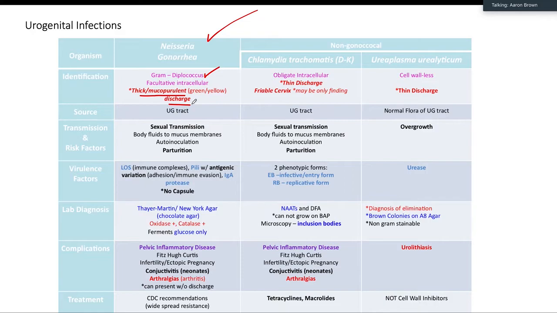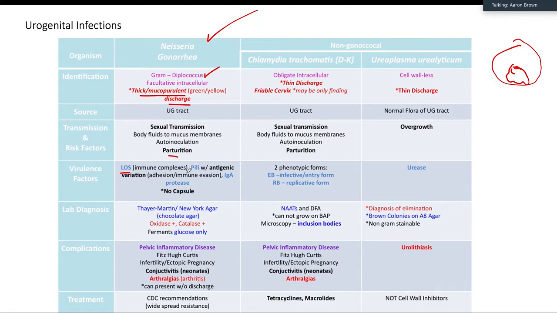Okay. So if this is our cervix, all right, there's the fornix. Here is the discharge, very thick discharge coming out of our cervix, green, yellow, nasty stuff. Sexually transmitted. I think we all knew that. We have this LOS, which blocks immune complexes from forming.